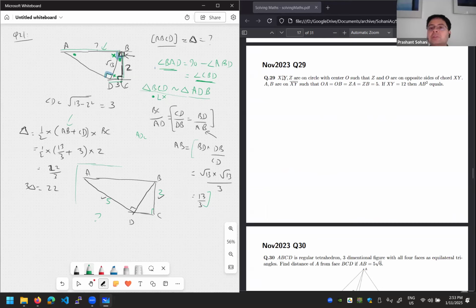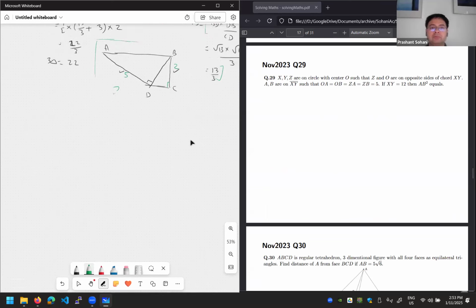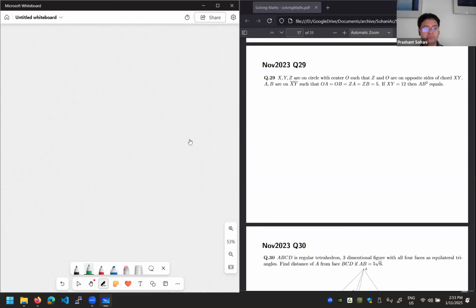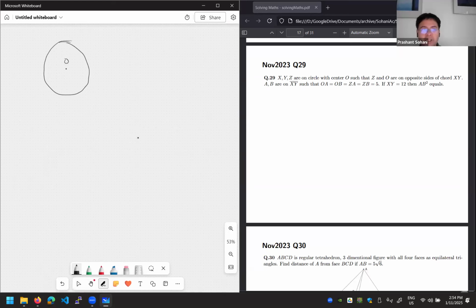Okay. So what is given? So again, there is some information given, but don't be in a rush to draw the diagram. See, what is given, x, y, z are on a circle with center O, such that z and O are the opposite sides of chord x, y. So if as a first attempt you draw a very rough diagram, you might want to draw something like this, that O and Z are on the opposite side of the chord XY. So I've just drawn O and Z.